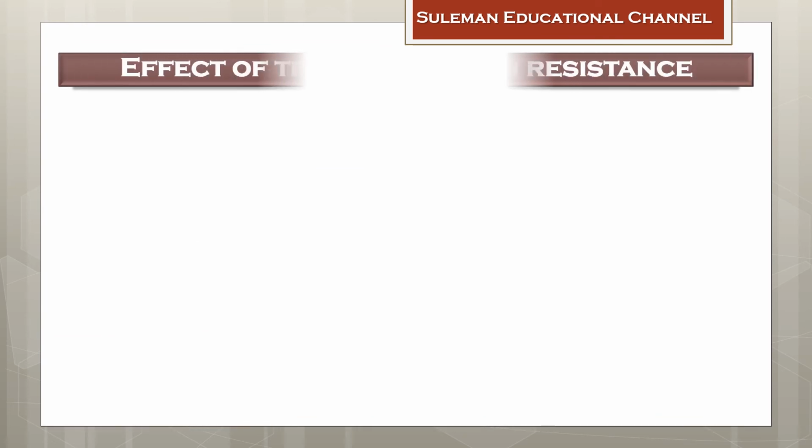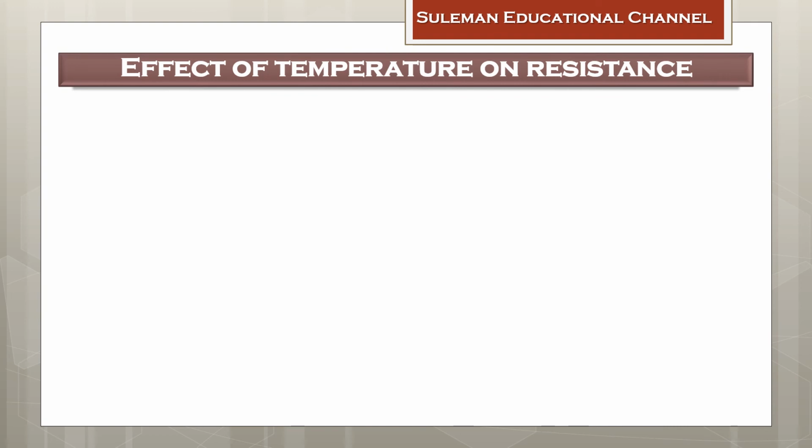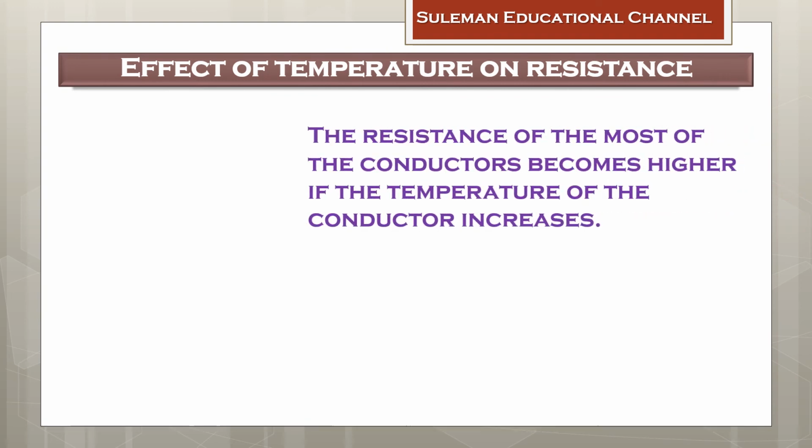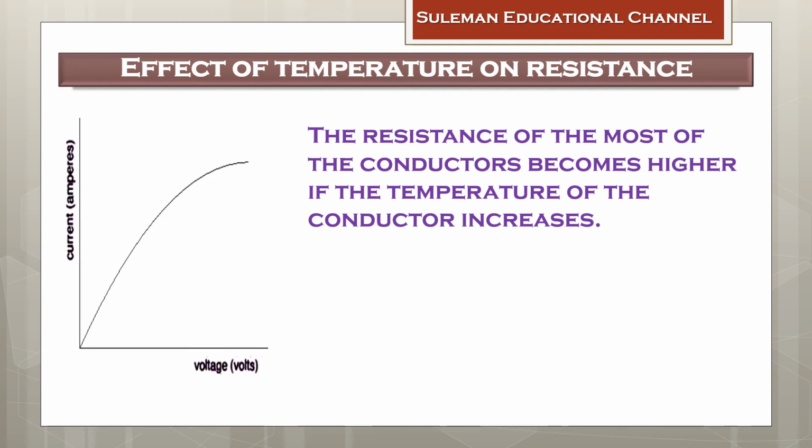Now we will discuss the effect of temperature on resistance in detail. The resistance of most of the conductors becomes higher if the temperature of the conductor increases. If we increase the temperature, then the resistance also increases. If we plot a graph between the voltage and the current, keeping voltage on the x-axis and current on the y-axis, we obtain a graph as shown in the diagram.